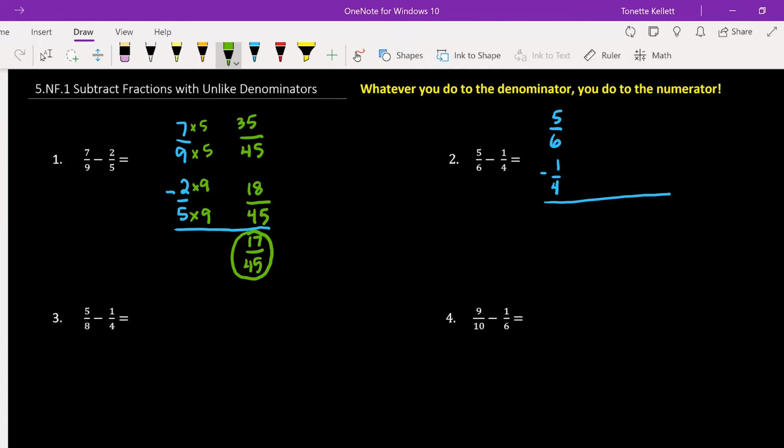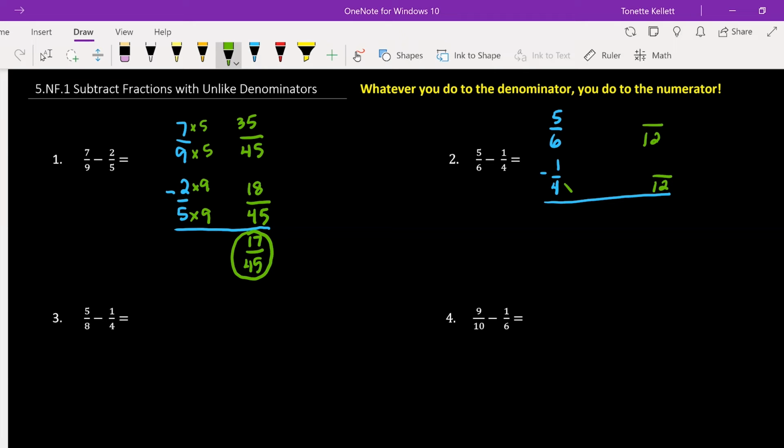So take 6. 6 times 1 is 6. 4 cannot go into 6. 6 times 2 is 12. Can 4 go into 12? The answer is yes, so I'm going to take the 12. Make that my denominator.